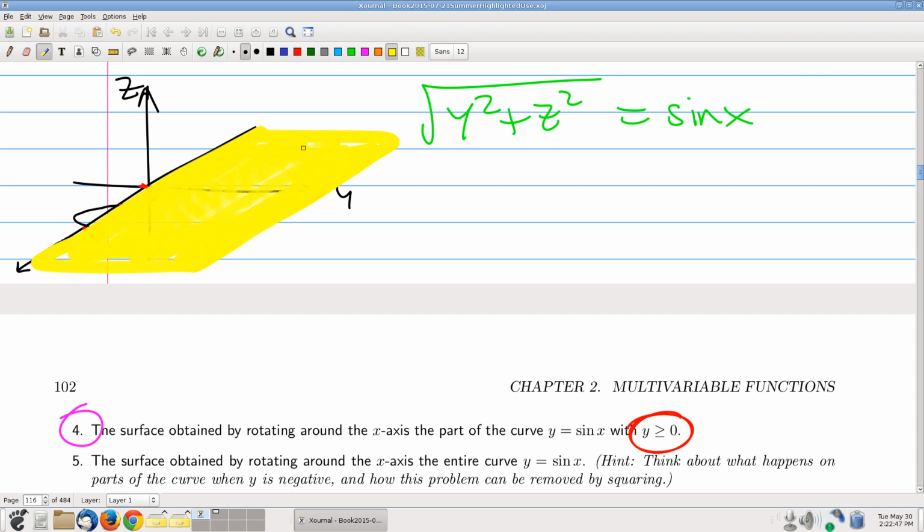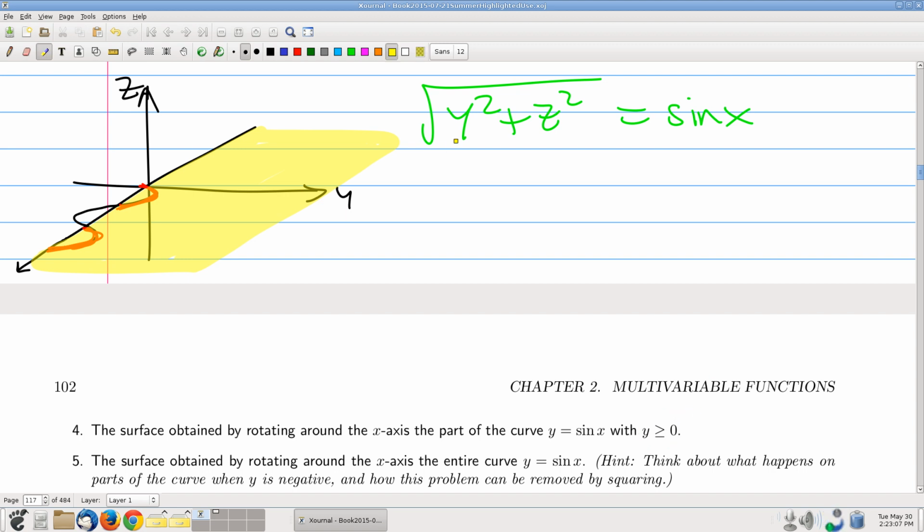Well, in that half plane, what I get is, that square root on the left becomes y, and then I get y equals sine x, and boom, right? So it works perfectly. Is that cool so far? Okay, so number 5 is where it gets a little bit tricky.